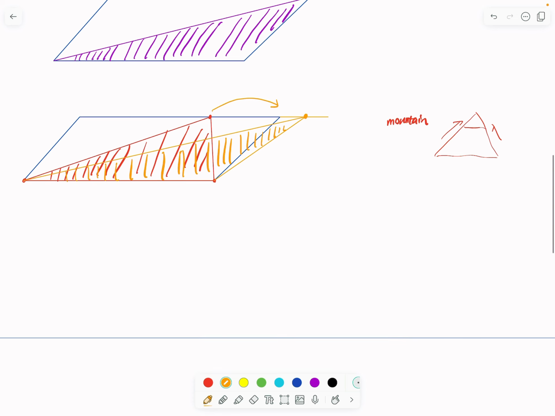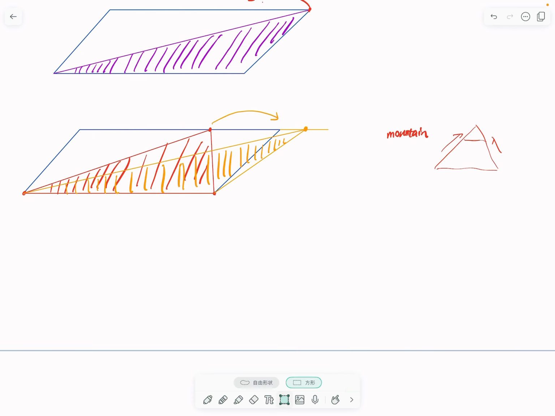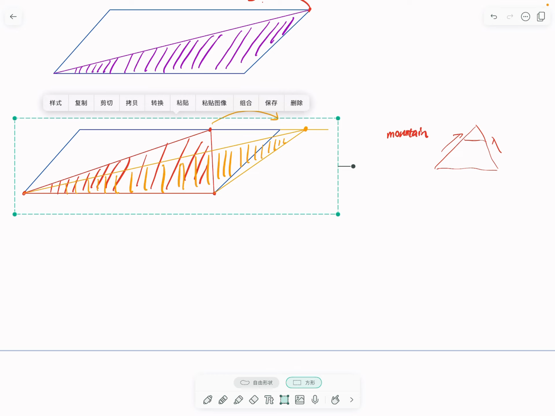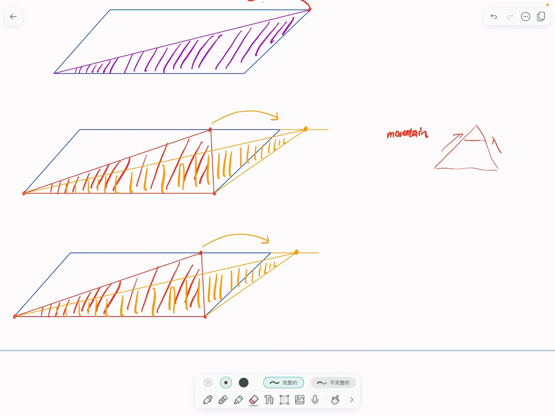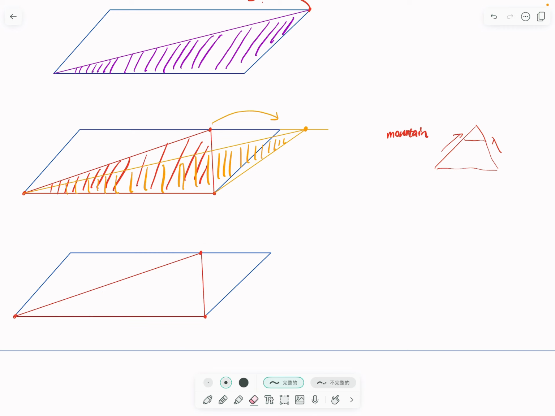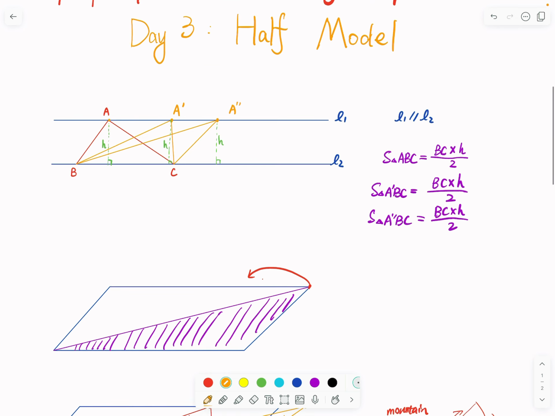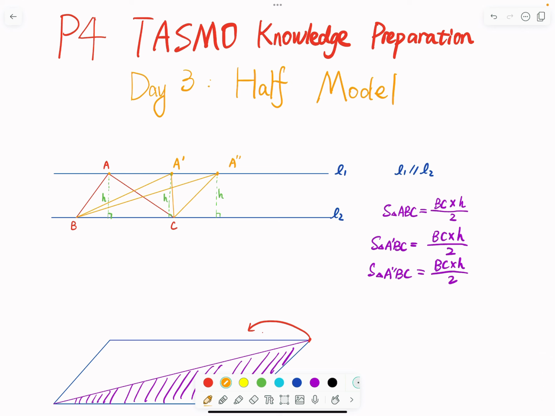So what else? Let me copy this one. So if I clean this part, for example, like the mountain, we just keep the mountain here. So can you find any other parallel line? Because remember, our rule is if we keep the base not changed, and we just move the other point on this parallel line, the area won't change.